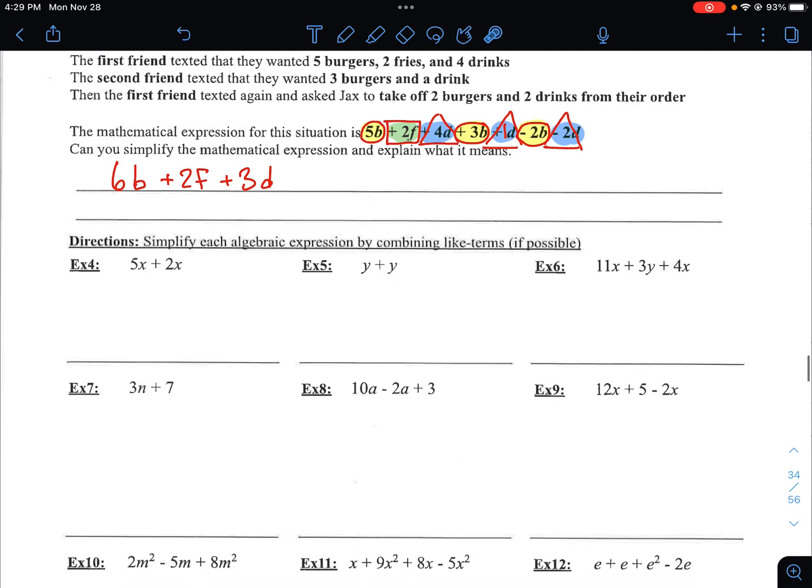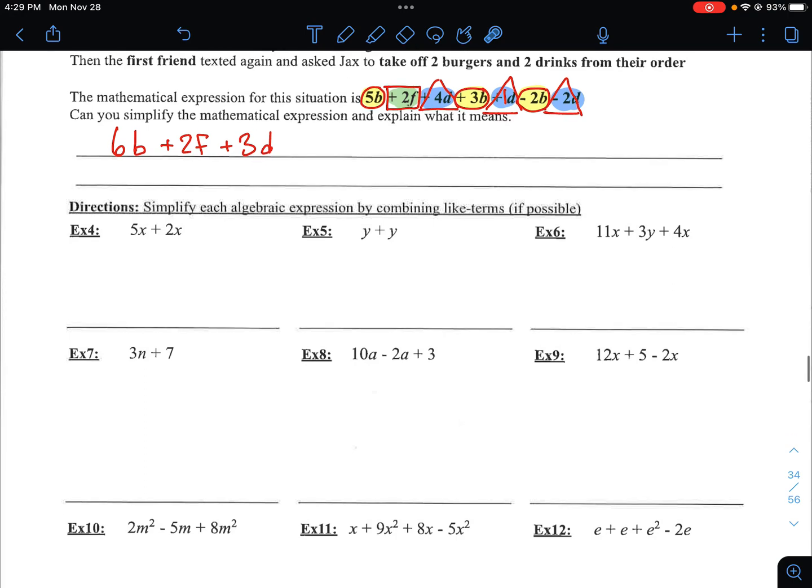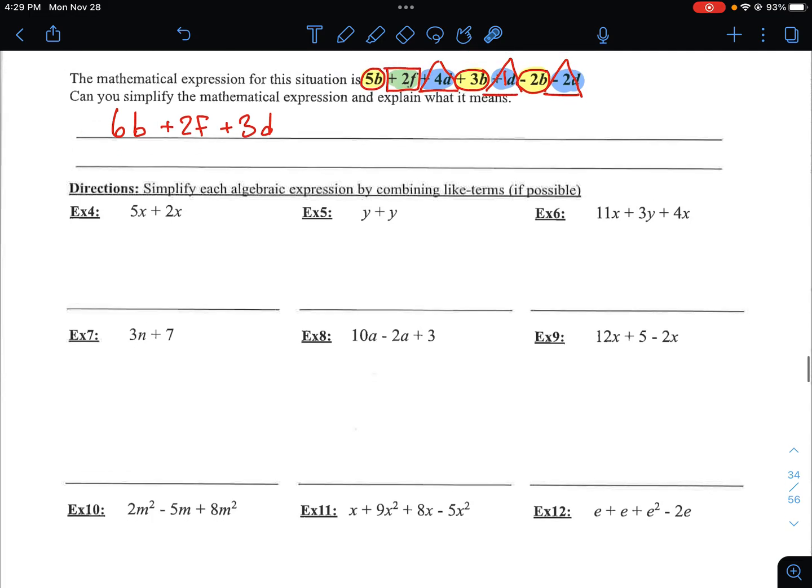Some mathematicians would say, oh, you've got to do alphabetical order, so burgers first, then drinks, then fries. But it really doesn't matter. Both mean the same thing. All right. Let's try some other problems which don't have stories about them. The directions are to simplify each algebraic expression by combining the like terms if possible.